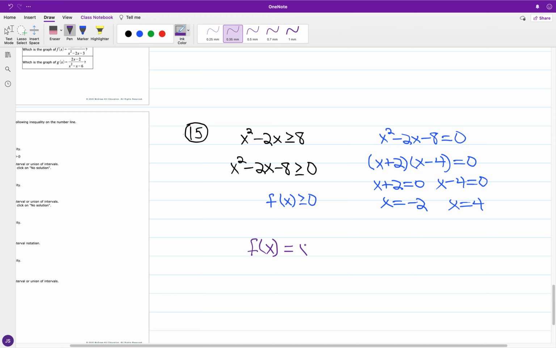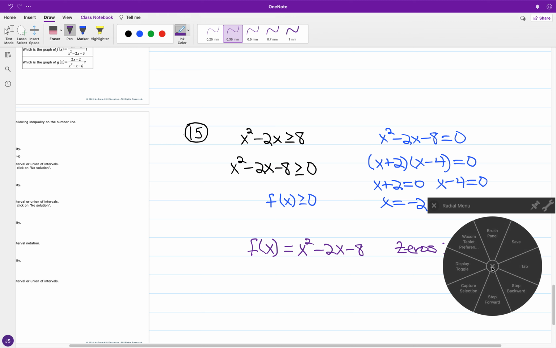Again, we have f of x is equal to x squared minus 2x minus 8. Now this function would have all real numbers for the domain. Like -2 and 4, those set the function equal to 0. There's no way that it could set the function undefined. So you have the zeros at -2 and 4.